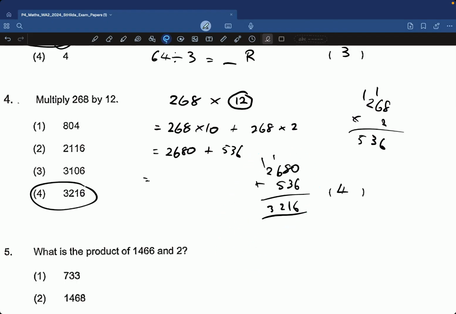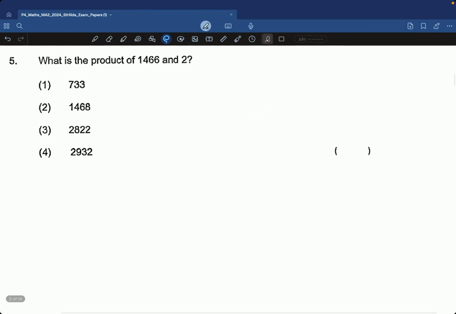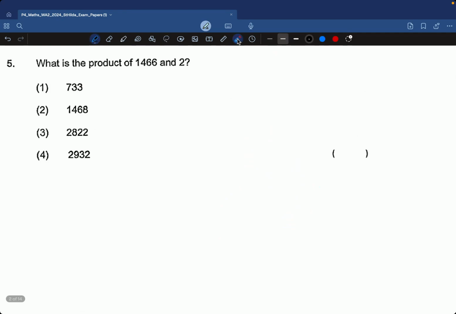All right, let's move on to the next question. What is the product of 1466 and 2? So what is product? What does product mean, right? So product means it's basically 1466 multiplied by 2. So what is the product? So this is what we call product, right? What is the answer from a multiplication? That's what product is. Okay. So you basically just do 1466 times 2.